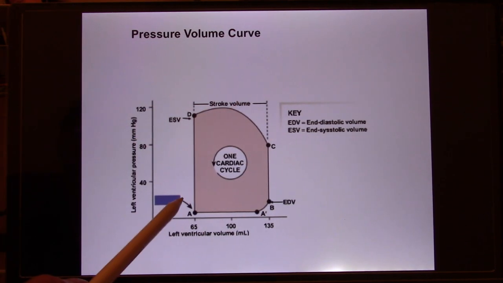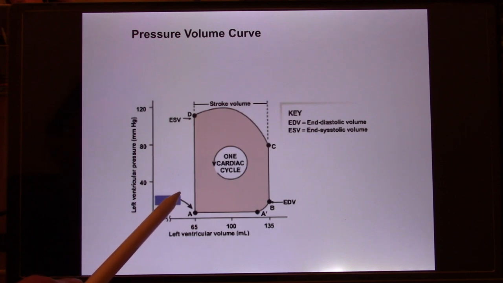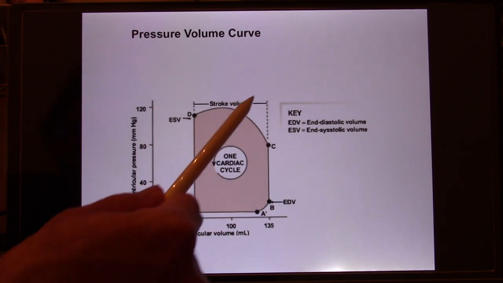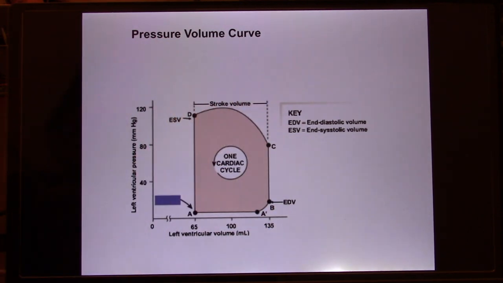And I can ask you a lot of things on the pressure volume curve. I can ask you, okay, what's the end diastolic volume? And it's here. What's the end systolic volume? That's here. What's the stroke volume? Okay, these two are the stroke volume. I can ask you when the AV valve opens. The AV valve opens when the blood goes from the atrium to the ventricle. That's here.